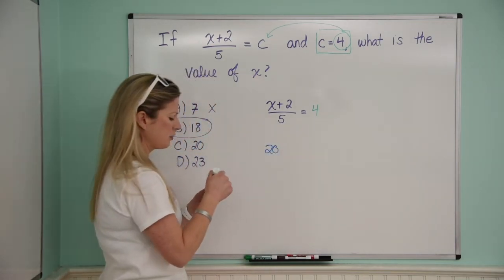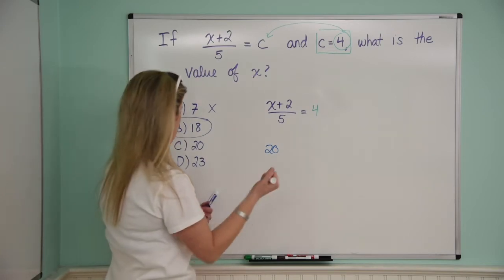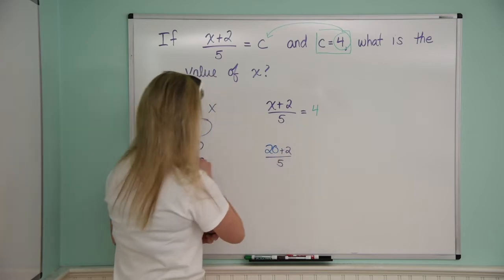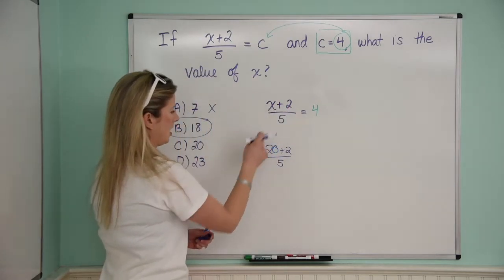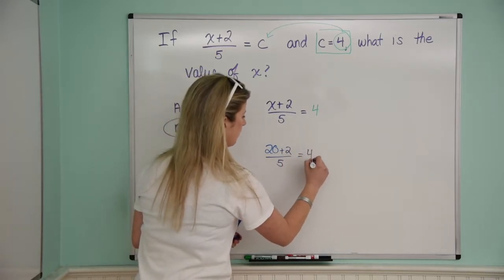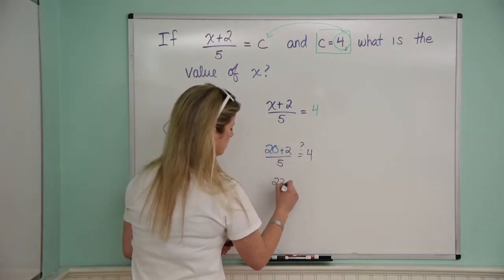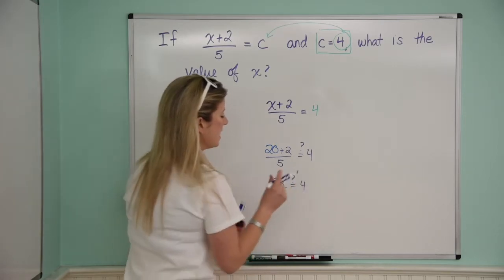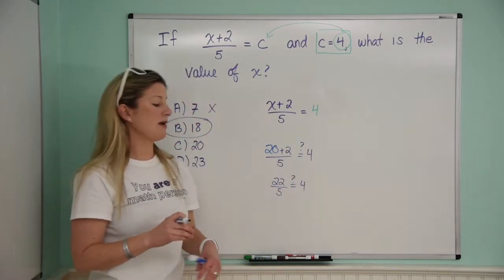So let's say we've gone through all of the test and now we still have a couple minutes left. So we're coming back to check it. 20 plus 2, right? Because we're plugging in 20 for x. 20 plus 2 divided by 5, does that equal 4? So 20 plus 2 is 22 divided by 5. Does that equal 4? Okay, now remember what I said? 22 divided by 5, does it equal 4?